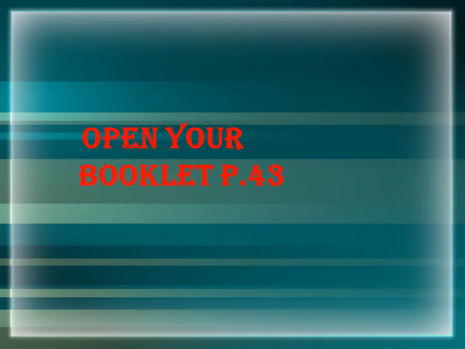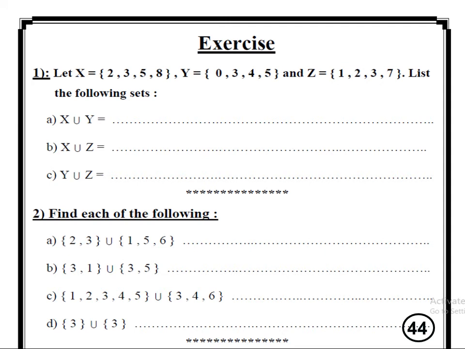Let's open our booklet, page 44. Question number 1, asking you to make the sets x {2, 3, 5, 8}, y {0, 3, 4, 5}, z {1, 2, 3, 7}. List the following sets, x union y. So we are going to take all the elements in x and y, which are going to be 0, 2, 3, 4, 5, 8, and you can write them in the order you want.